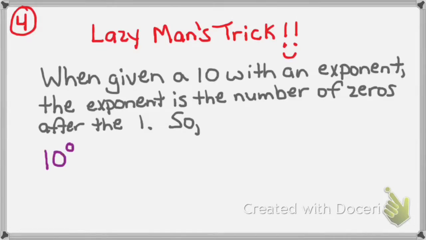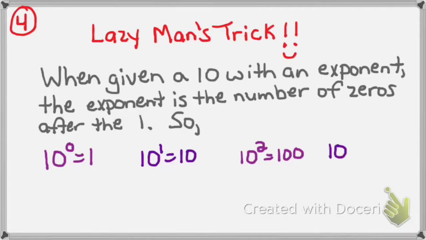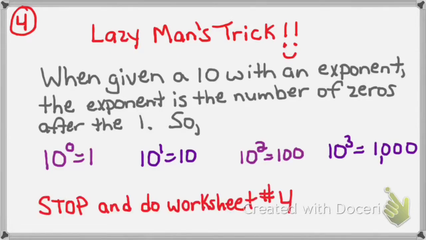So if I have 10 to the 0 power, that would be a 1 with how many zeros? Well, my exponent is 0, so it would be 0 zeros. If I have 10 to the 1st power, that would be a 1 with 1 zero, since my exponent is 1. That equals 10. If I have 10 to the 2nd power, that would be a 1 with 2 zeros since my exponent is 2. And if I have 10 to the 3rd power, my answer would be a 1 with 3 zeros since my exponent is 3.